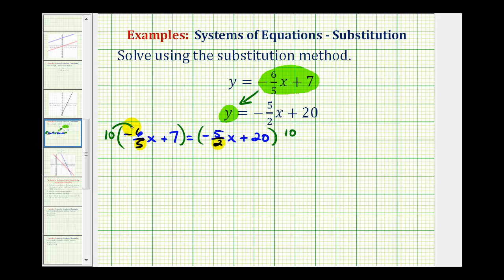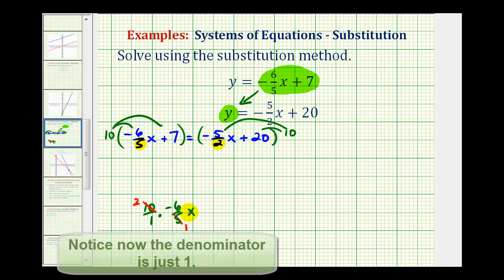So now we'll distribute here as well as here. So for this first product, we would have 10 times negative 6/5 x. We can think of this as 10 over 1 times negative 6/5 x. Notice how here we have a common factor of 5. There's 1 5 in 5 and 2 5s in 10. So we have 2 times negative 6x. So we'd have negative 12x. And then 10 times 7 would be 70.